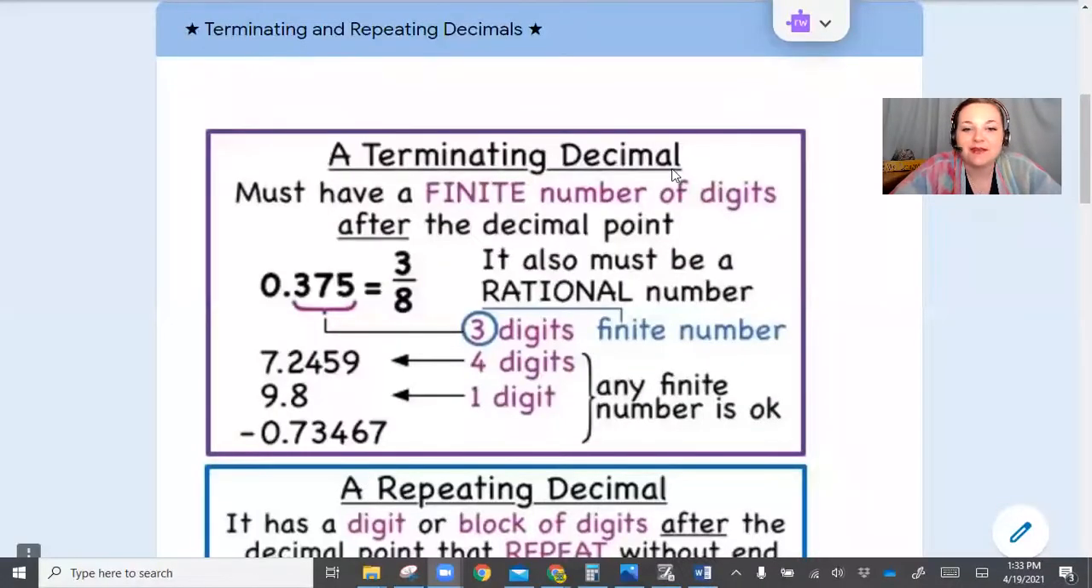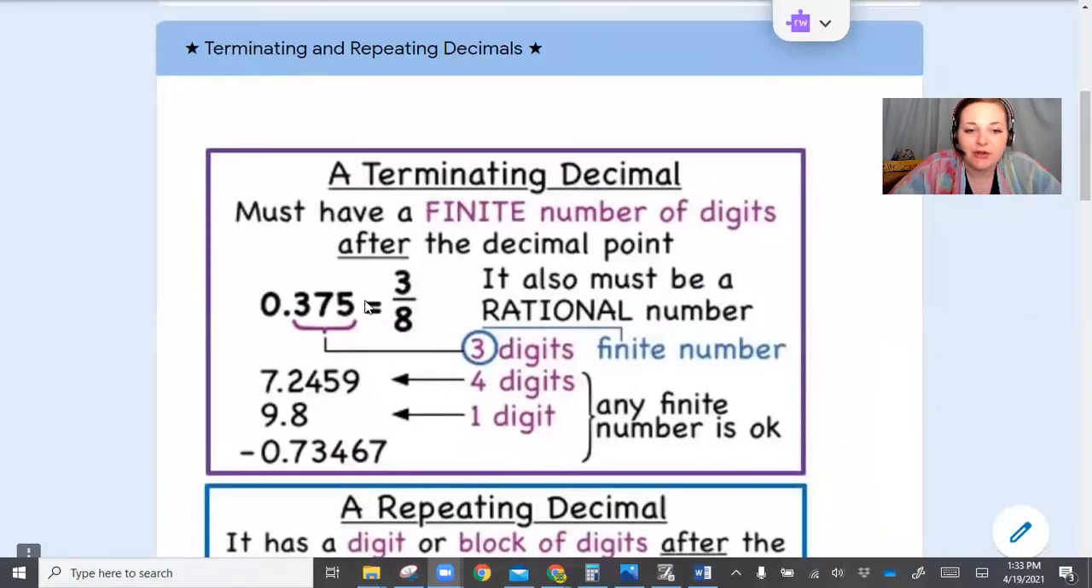Hello again. Terminating decimals are going to have a finite number of digits. That means those are numbers that end. So they stop right there. There's no dot, dot, dot. There's no line. That's it. That is the whole decimal right there, and it doesn't go on forever.